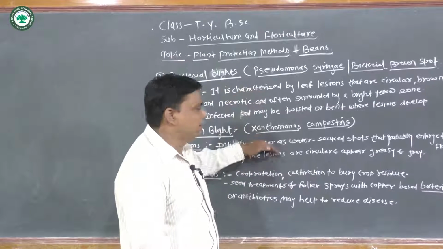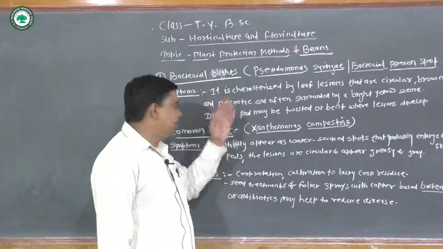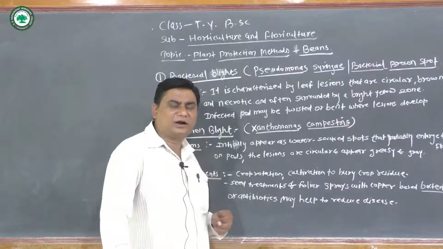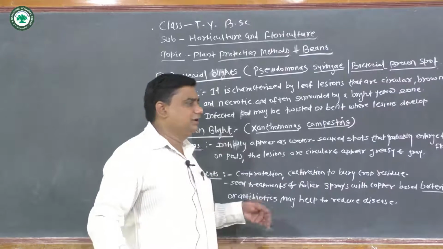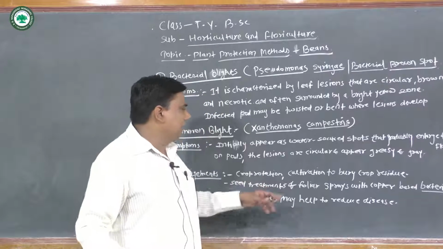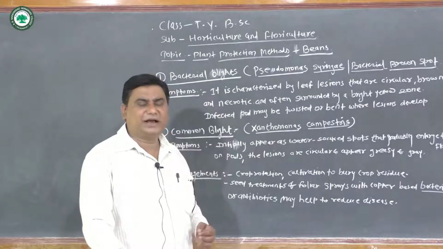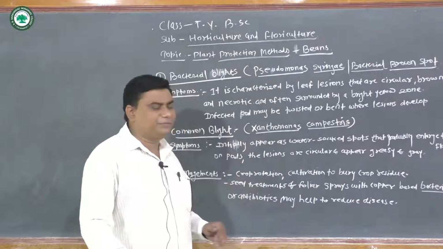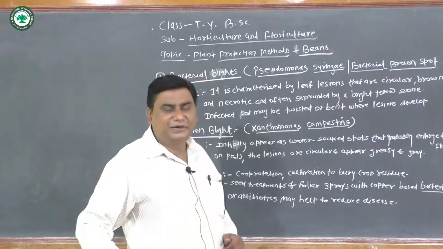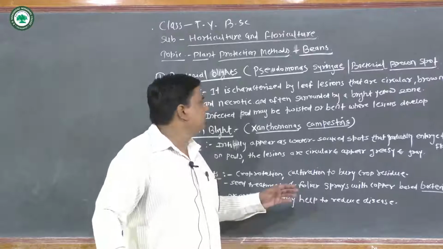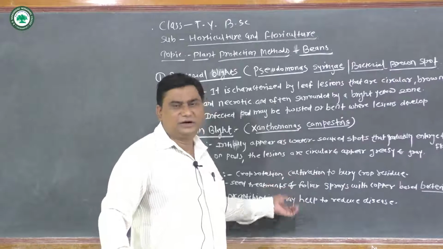Then how to manage both diseases? Bacterial brown spot and common blight, or rather the bacterial blight and the common blight. How to control the disease? First of all, the recommendation is crop rotation at regular intervals, then burial of crop residues, then seed treatments and foliar spray with copper based bactericides. This is the important thing: seed treatments and foliar sprays with copper based bactericides, or copper based antibiotics, may help to reduce both sorts of disease. So these are the bacterial diseases and their management.